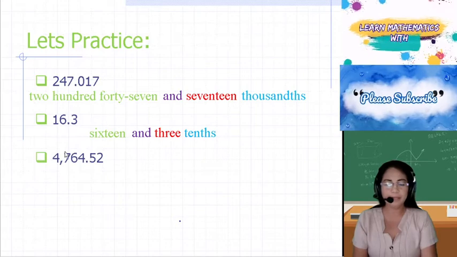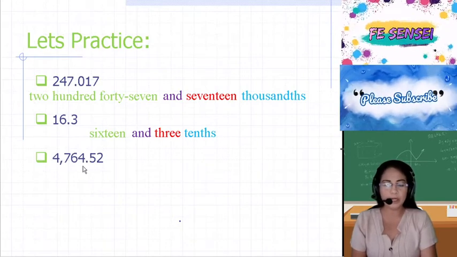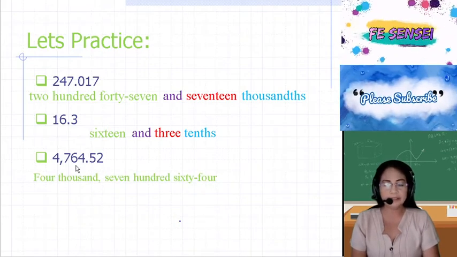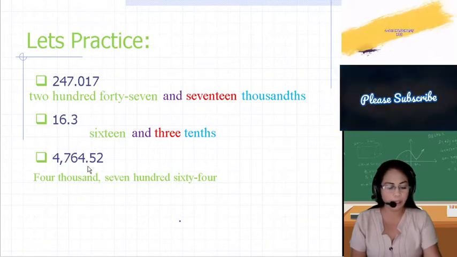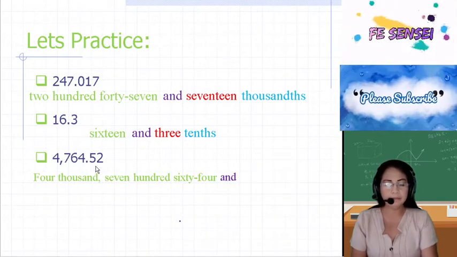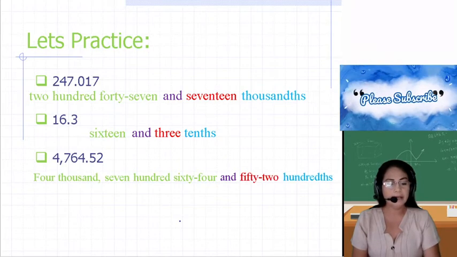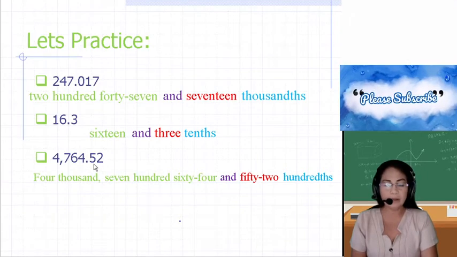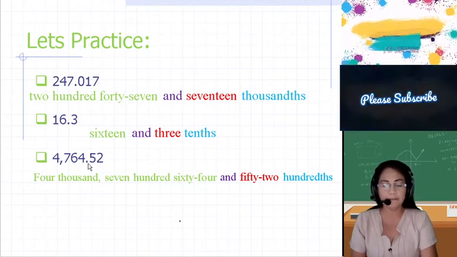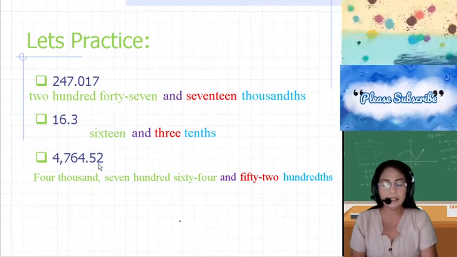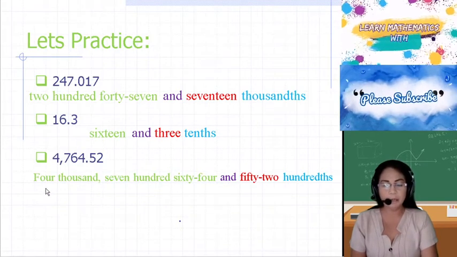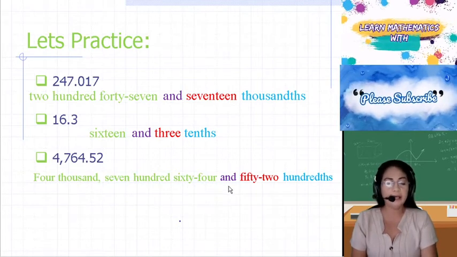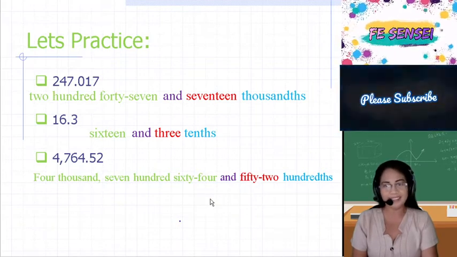Another example. The number before the decimal point, or the whole number, is 4,764 and the decimal is 52 hundredths. Why hundredths? Because we have here two decimal places after the decimal point. The first is tenths, the second is hundredths. So the number is 4,764 and 52 hundredths.